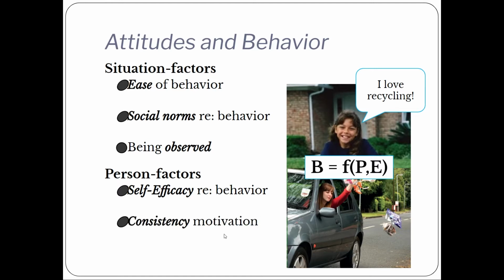Another person factor is whether you are motivated to be consistent across your attitude and behavior. Are you motivated to keep your behavior and attitude consistent to avoid being a hypocrite? The more you care about avoiding being a hypocrite, being consistent, and keeping your integrity, the more likely your attitude will align with your behavior.